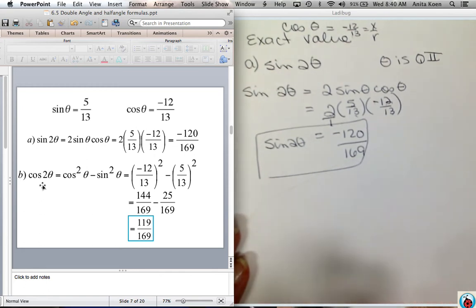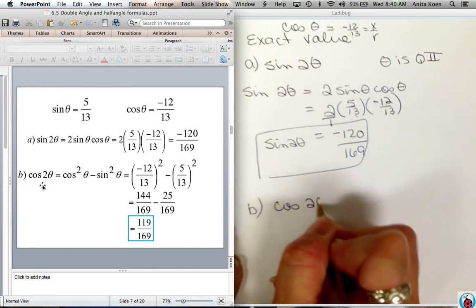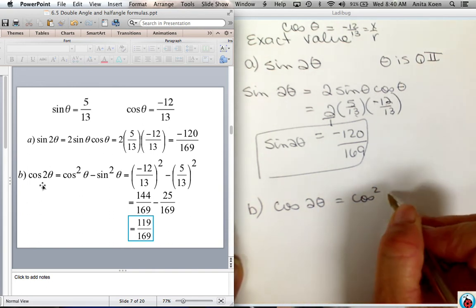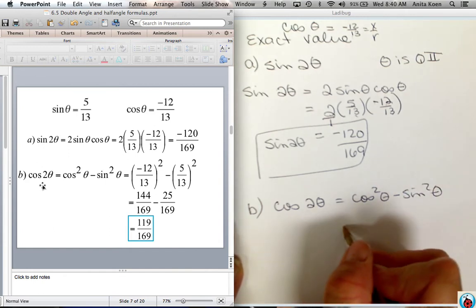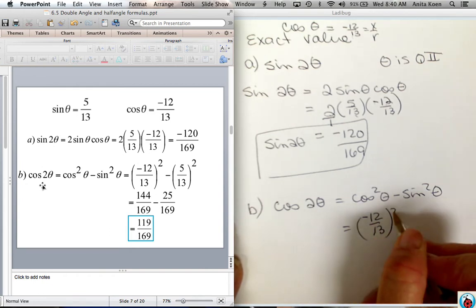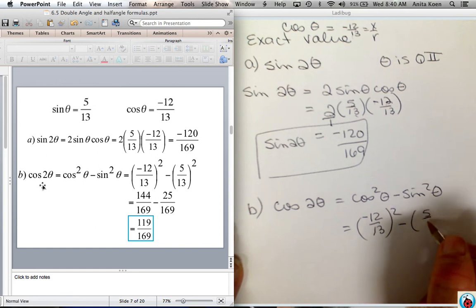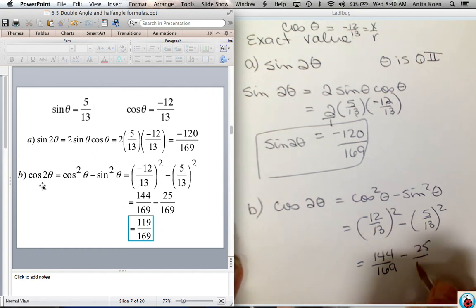So for letter B, turn that around, the cosine of 2 theta, that formula is the cosine squared of theta minus the sine squared of theta, and the cosine of theta is negative 12 over 13, so we're going to square that, minus the sine is 5 over 13, and we're going to square that. So that gives me 144 divided by 169 minus 25 divided by 169.